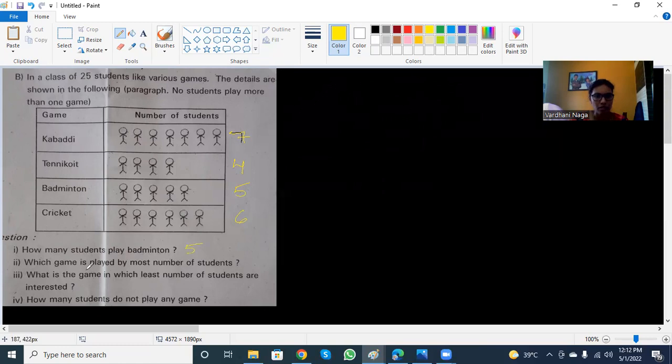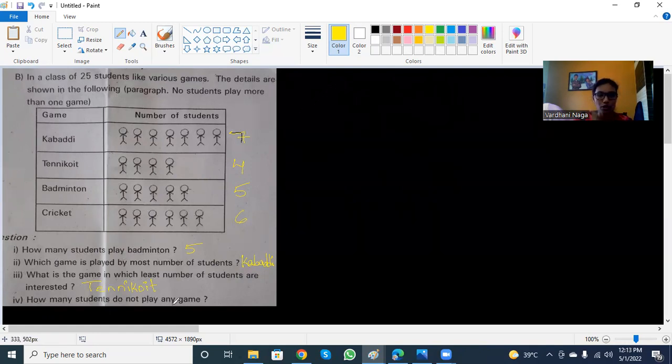Which game is played by most of the students? Kabaddi. What is the game in which the least number of students are interested? The least number of students play tennis court, because very few people played. Maybe many of you don't know tennis court also. It's a rubber ring type game, which is very easy. We used to play a lot.